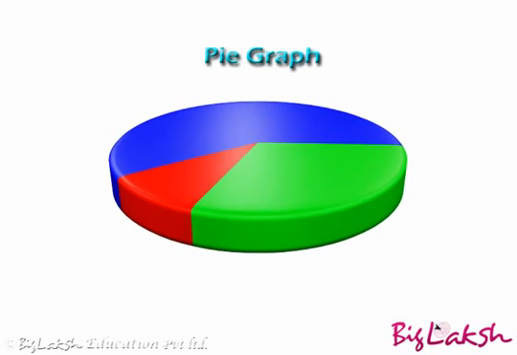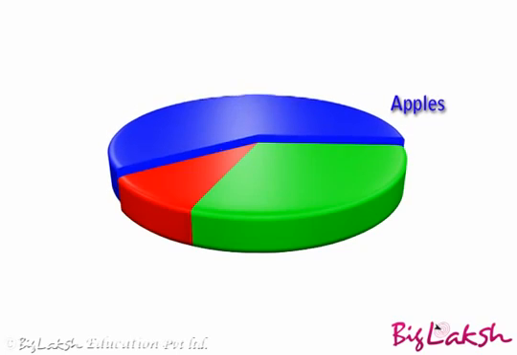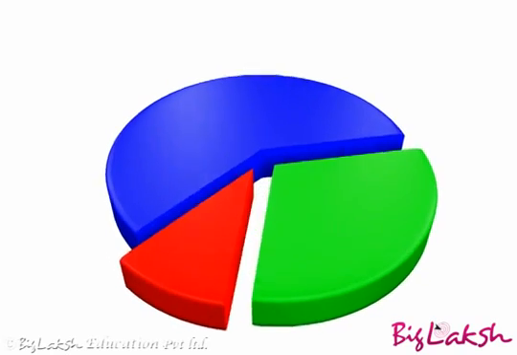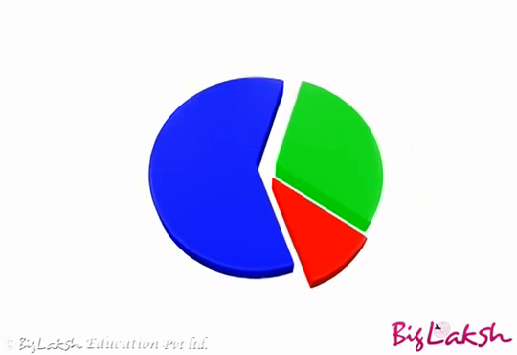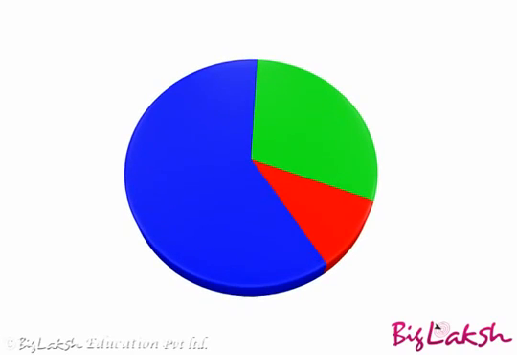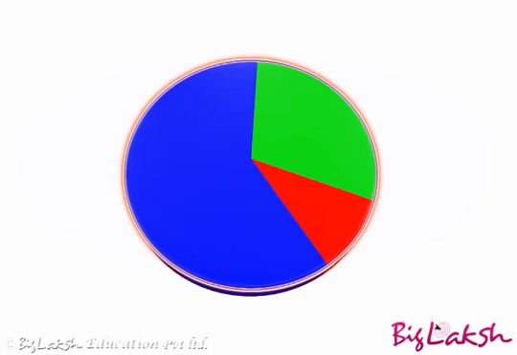Now, let us discuss about pie graphs. This pie graph shows the number of apples, oranges, and bananas as the percentage over the total number of fruits sold. The area of each sector shows the percentage of number of each type of fruit. As we can see, a pie graph is used to compare parts of a whole.